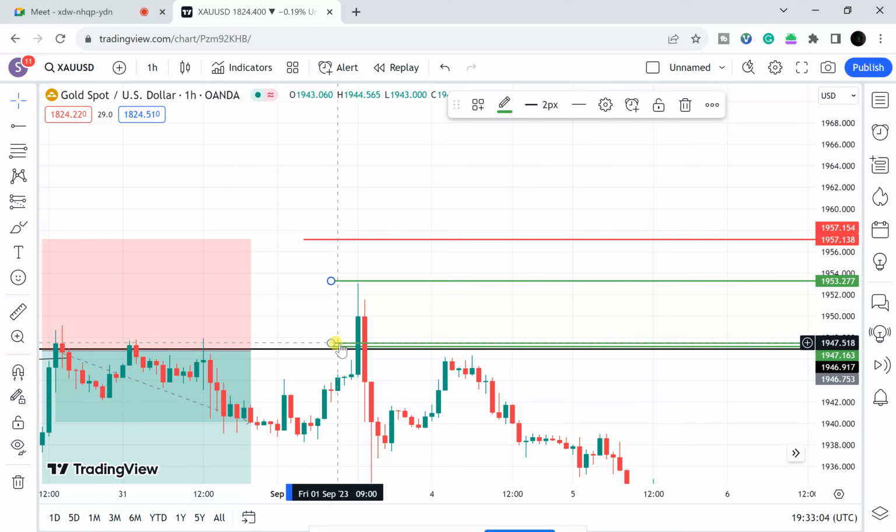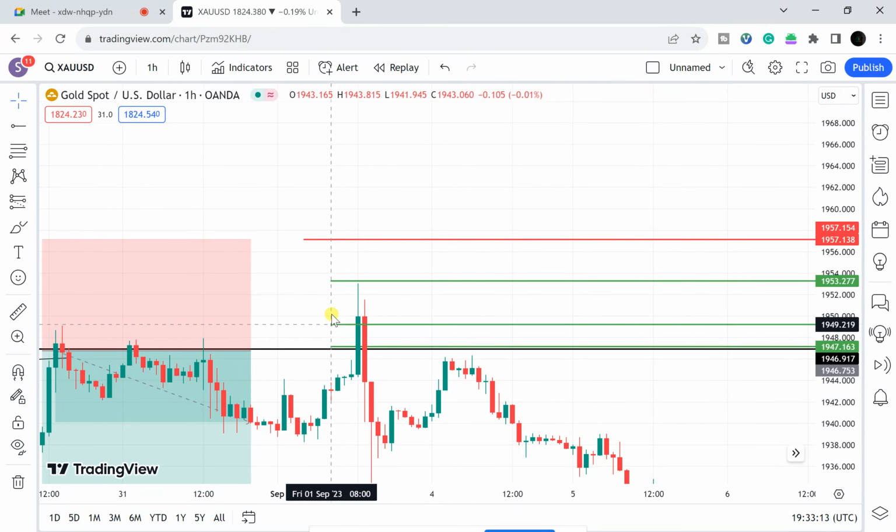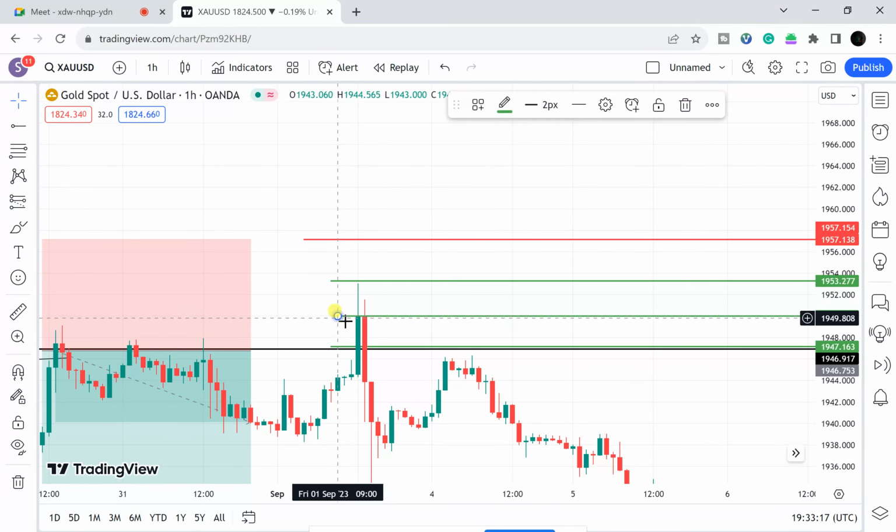So the ideal thing is for you to understand what I'm trying to explain. Once you place your first entry here, this is an instant sell. This second line now that I'm moving is going to be a sell limit. So you're going to place another sell limit somewhere here, around 1950, and then another sell limit at 1953.